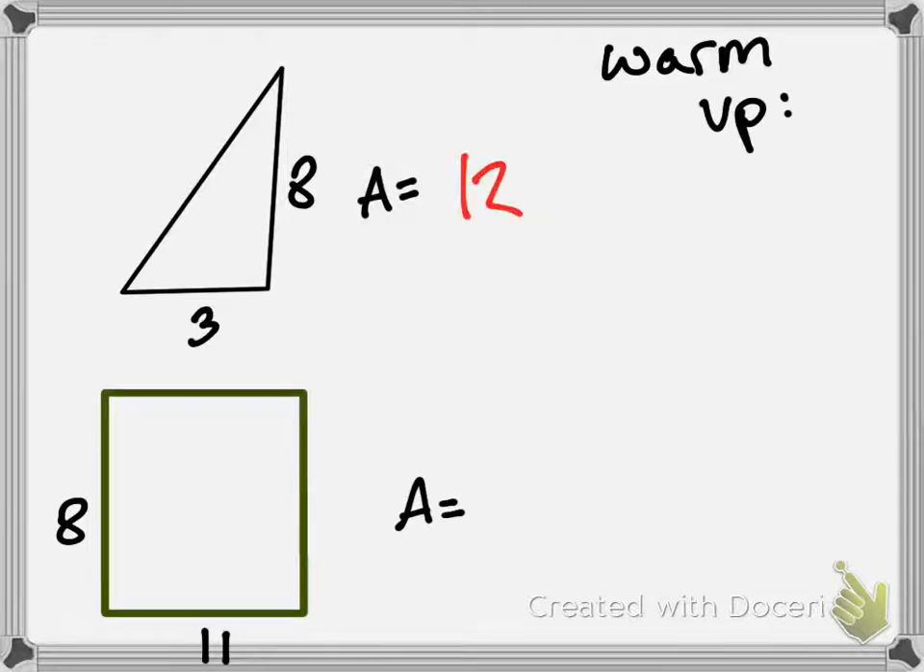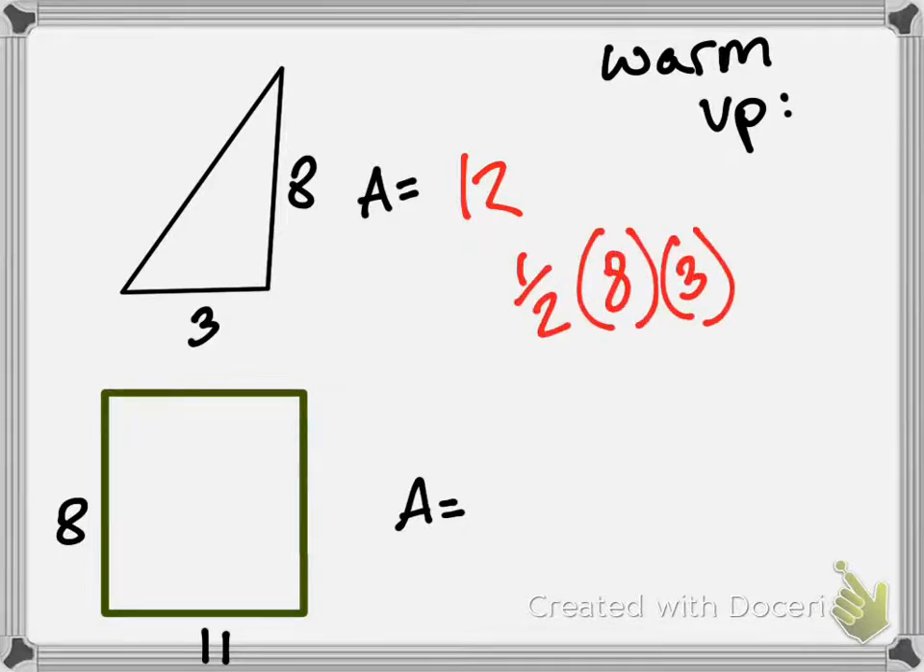12, exactly. We get 1/2 of 8 times 3. The easy way to do it, you could do this to get 24 and half it, but as I like to do, I cross this out. I get 4 times 3 is 12. Excellent. We know that it's half because it's a triangle, and the area of a triangle is 1/2 base times height. What about this other one?